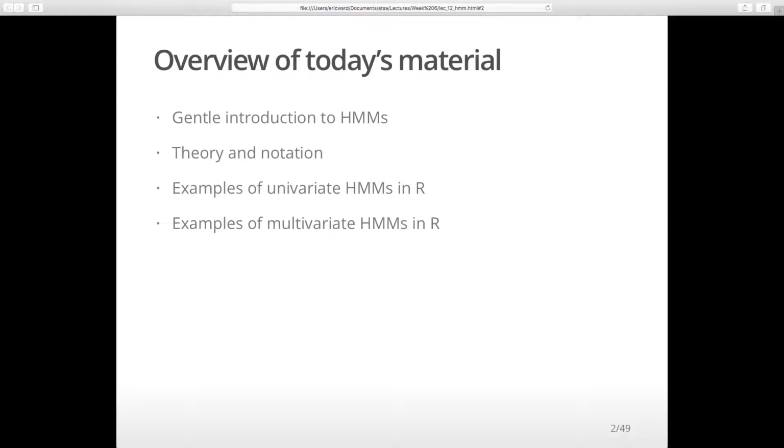And then we'll jump right into a couple examples, both a univariate example of fitting HMMs in R using the depmixS4 package, and then again we'll jump into some multivariate examples with some of the same software tools.